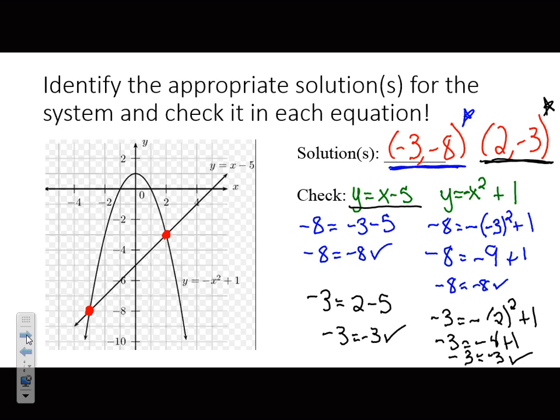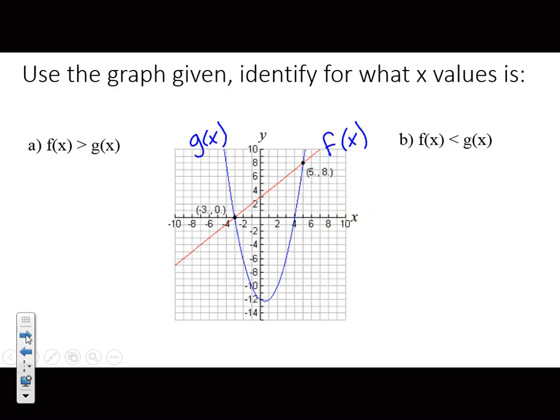Okay, so you're going to have some problems like that. Now, our next example, make sure we have all of this written down, please. We're going to use the graph that's given to identify the x values. It's very important, x values. So for this first one, we have f of x is greater than g of x. So we're saying, where is the line greater than the parabola?